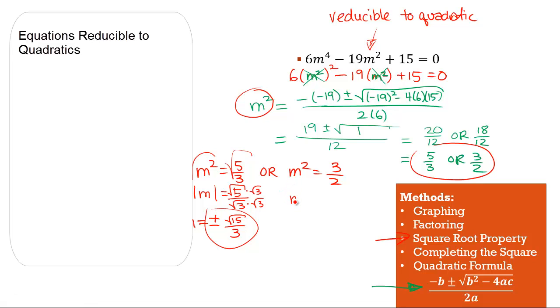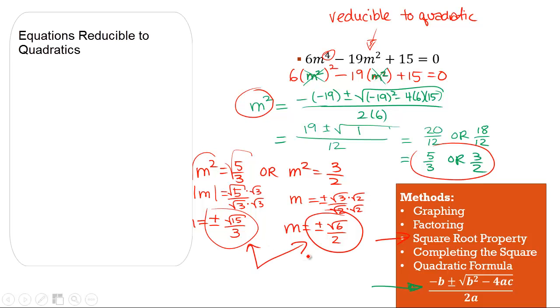Or here we have m equals plus or minus root 3 over root 2, which rationalized will give us m equals plus or minus root 6 over 2. So because it's a fourth root, it's got a maximum of 4 answers, and those 4 answers are right here. The plus minus of this and the plus minus of that, that's 4 answers.